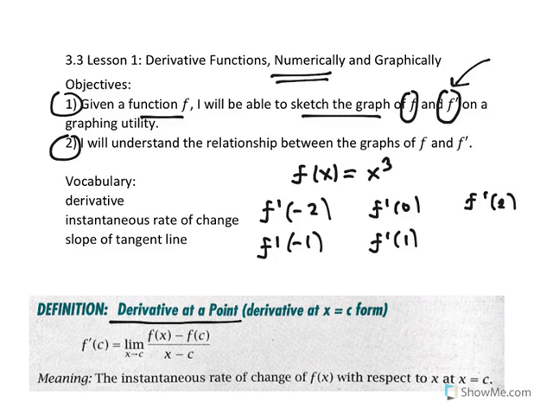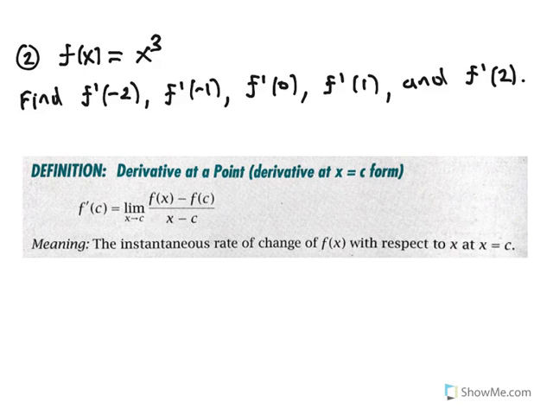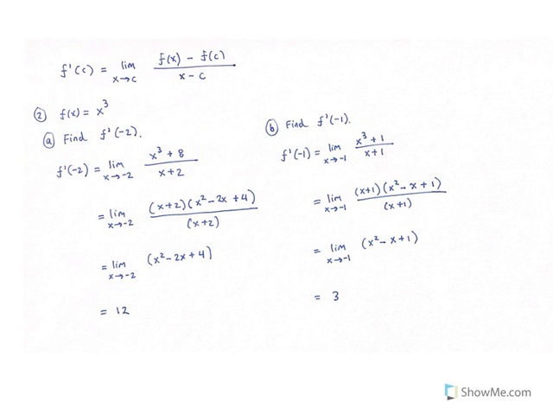And like we did for the previous example, we will also understand the relationship between the graph of f and its derivative. So here's what we need to do. Given f of x is equal to x cubed, we'd like to find f prime of negative 2, f prime of negative 1, and so on. And to do that, we'll be using the definition of the derivative of a function at a point. So our function f of x is x cubed, and we'd like to begin by finding the derivative of f at x is equal to negative 2 by using the definition of the derivative of a function at a point.